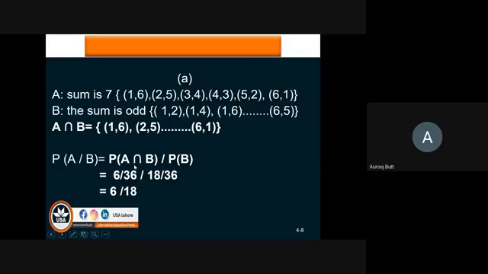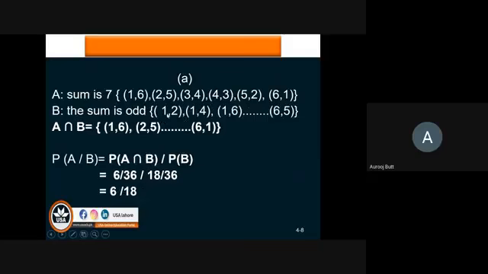According to the definition of probability, it is the number of sample points common in both A and B divided by the number of sample points in the entire sample space, which means 36 sample points. So you have probability A intersection B equal to 6 by 36. Then comes probability B. Probability B means the probability that the sum is odd.